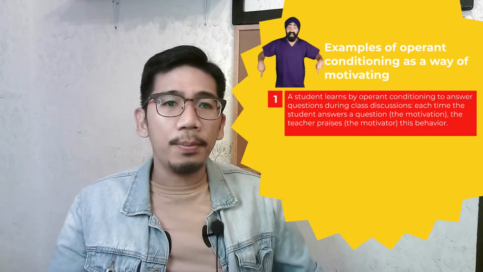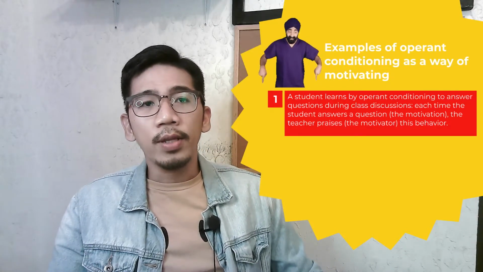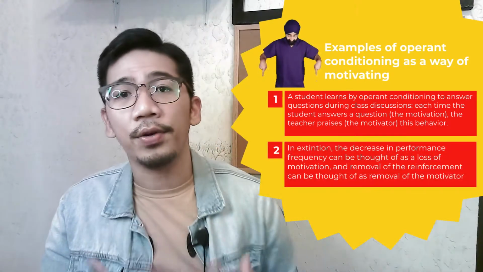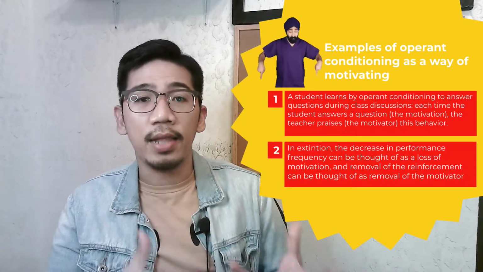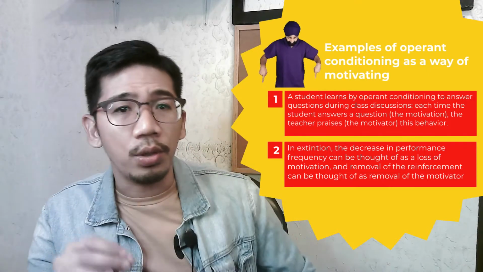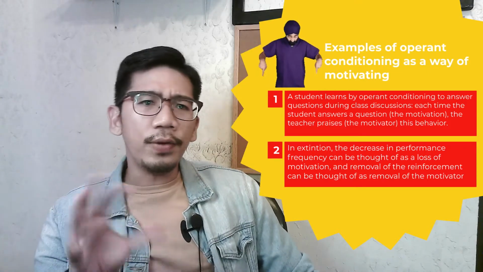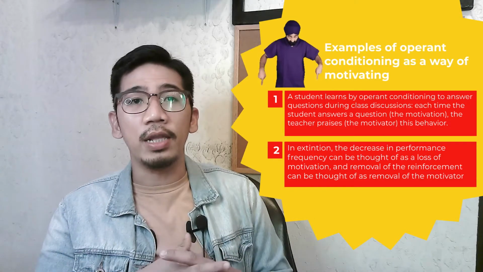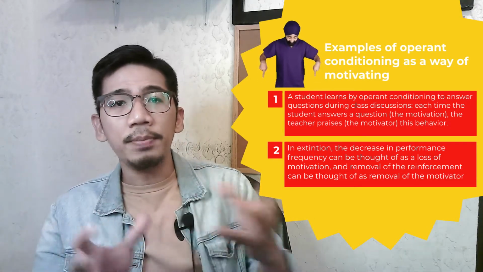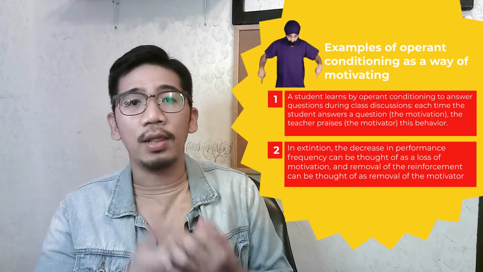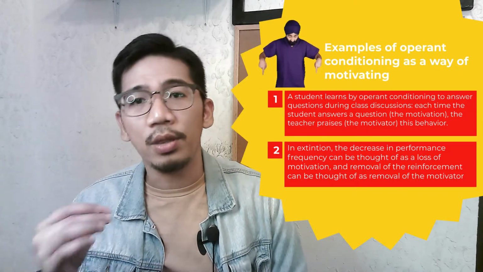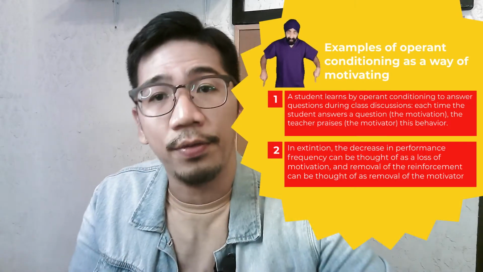Another example is the concept of extinction, which, as we have talked about before, is the tendency for learned behaviors to become less likely when reinforcements no longer occur. A sort of unlearning, or at least a decrease in performance of a previously learned behavior. The decrease in performance frequency can be thought of as a loss of motivation, and removal of the reinforcement can be thought of as the removal of the motivator.